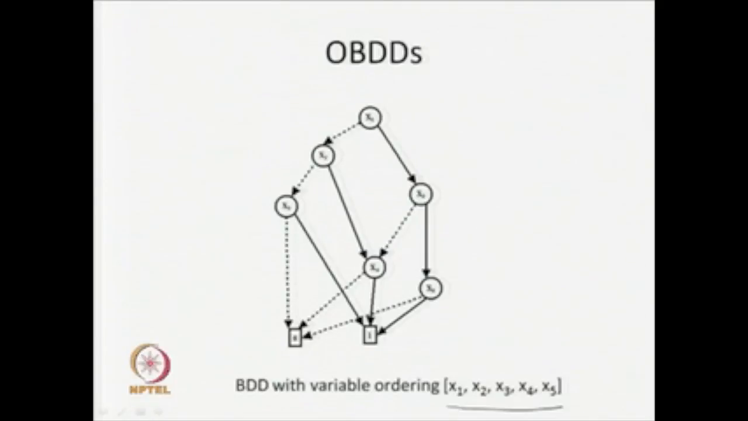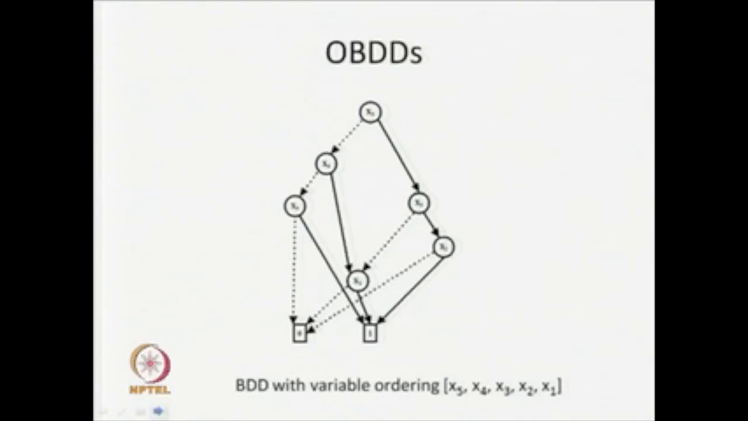Similarly, x5 is not coming before x1 in any of the evaluation paths. So, in this particular case, we are going to say this is an ordered binary decision diagram, and that means the variables are following a particular ordering. Since they are following a particular ordering, duplication or multiple occurrences of a variable in a particular path is not allowed. So, this is the way that we can say this is an ordered binary decision diagram.